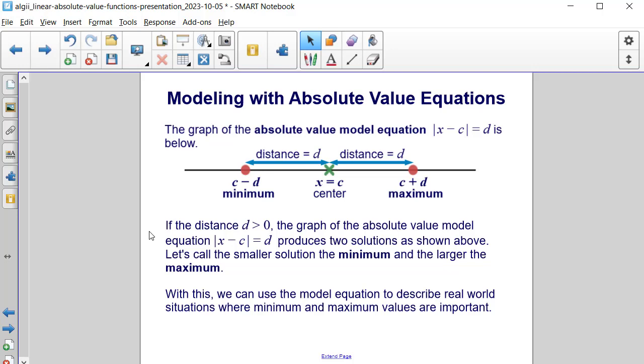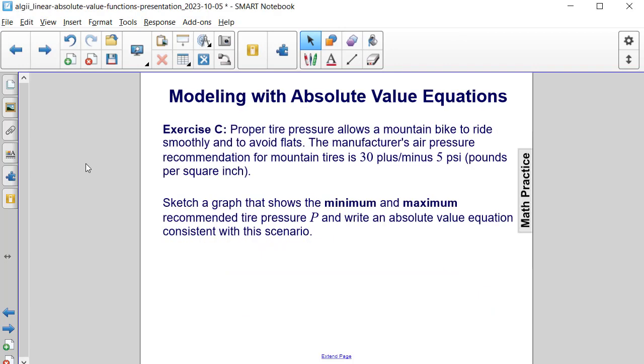If the distance d is greater than 0, the graph of the absolute value model equation, the absolute value of the quantity x minus c is equal to d, produces 2 solutions, as shown above. Let's call the smaller solution the minimum, and the larger solution the maximum. With this, we can use the model equation to describe real-world situations where minimum and maximum values are important. Here's an exercise that we're going to work on solving.